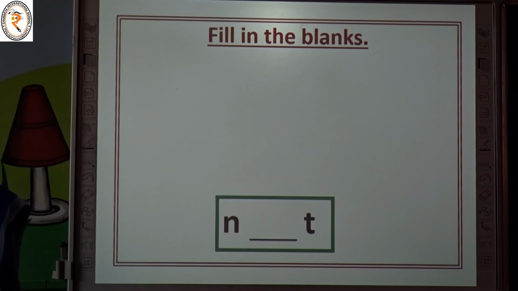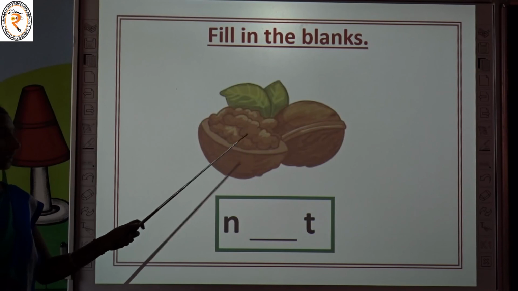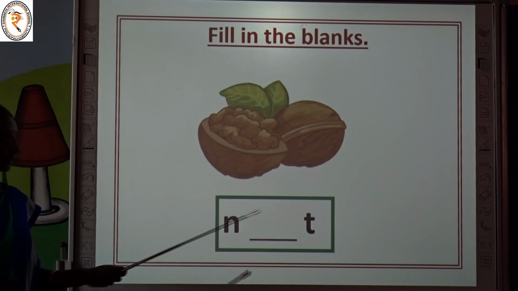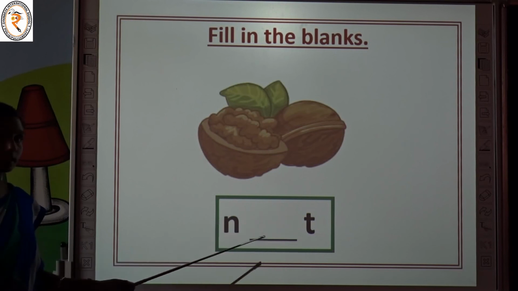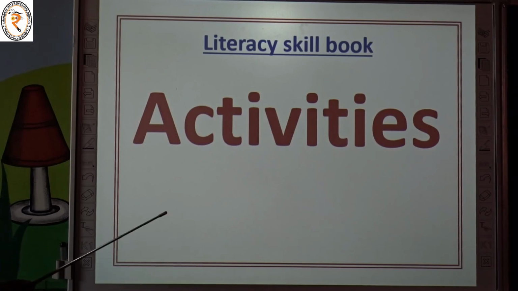S-U-N. Sun. The next one, what is it, children? This is walnut. Can you fill the missing letter? Guess and tell me. N dash T. Which letter is missing? Correct. U is missing. That's it, children.